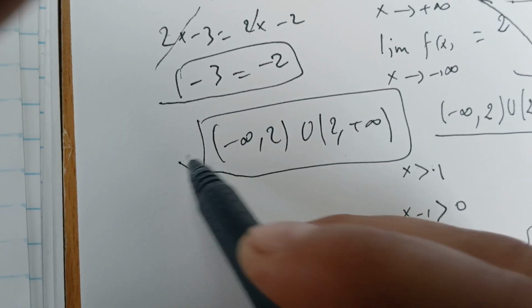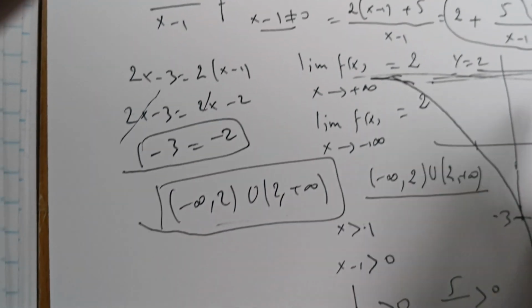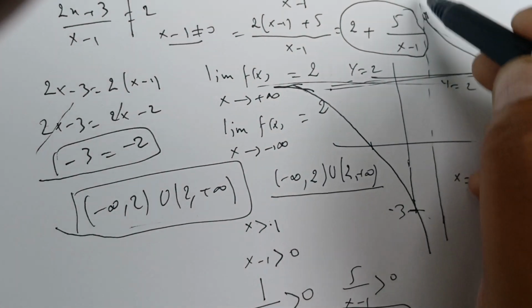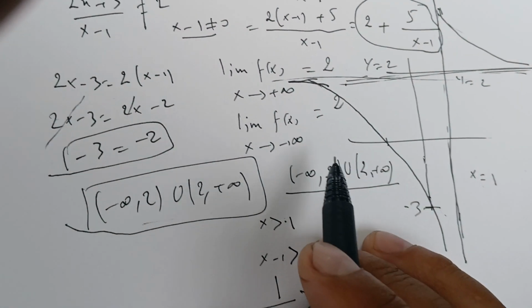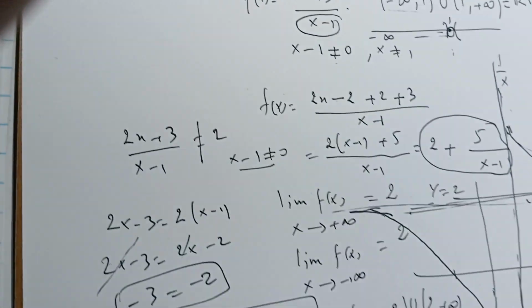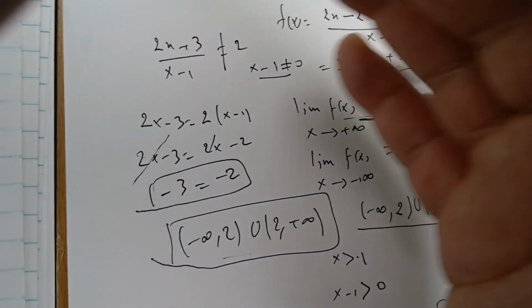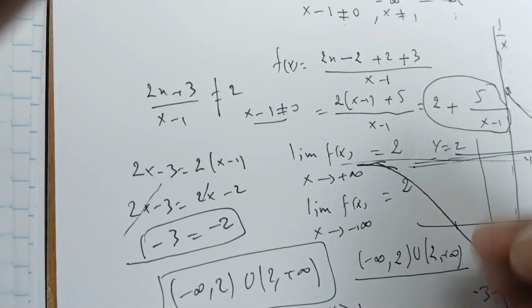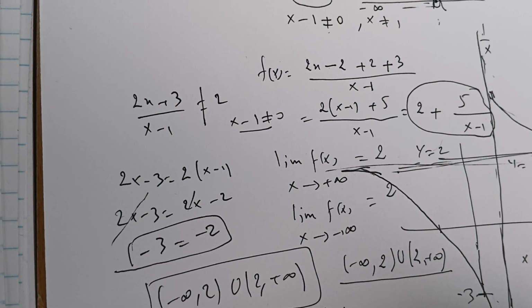You can use the calculator and see that you will get a graph like this, with x equals 1 as the value of the domain that we reject, because we don't want to divide by 0. And 2 is the limit from the right side and the left side for the big numbers. This is how we find the range of functions.